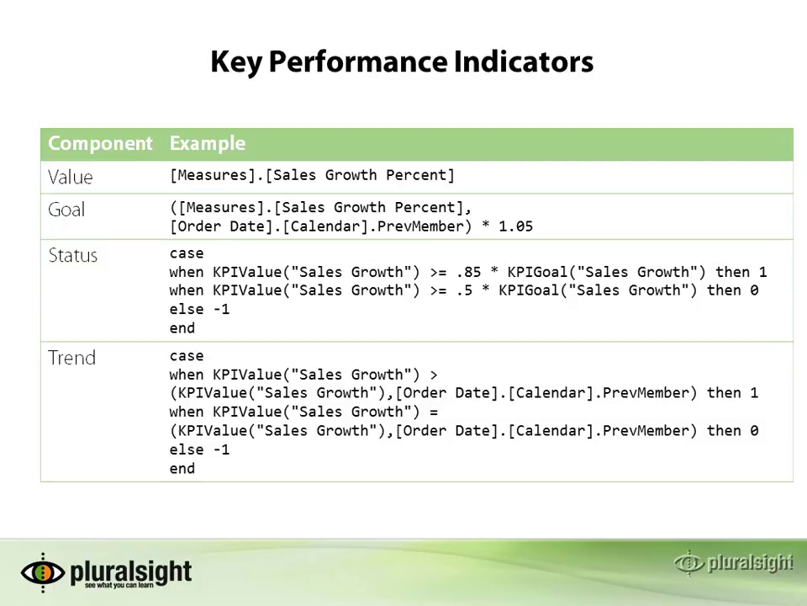As with status, we need to return a value between -1 and 1. A -1 value is a negative trend, which will display as an arrow pointing downward, whereas a 1 value is a positive trend and will display an arrow pointing upward. In our example here, we're just doing a simple comparison of the current period to the previous period.